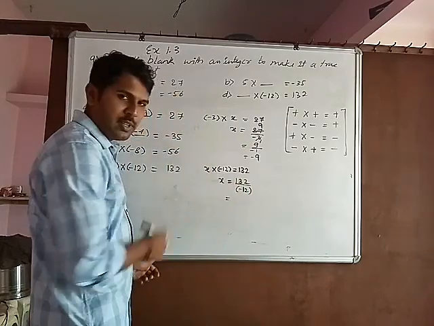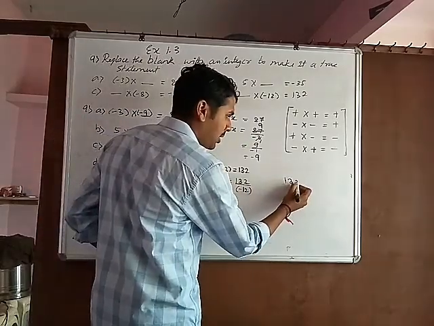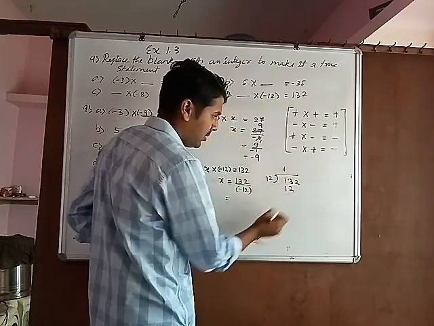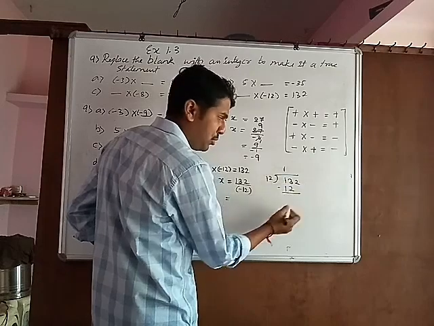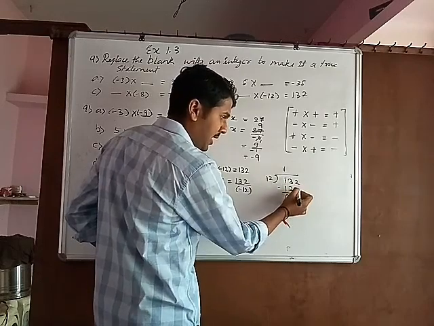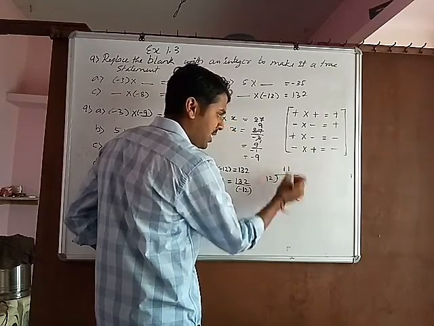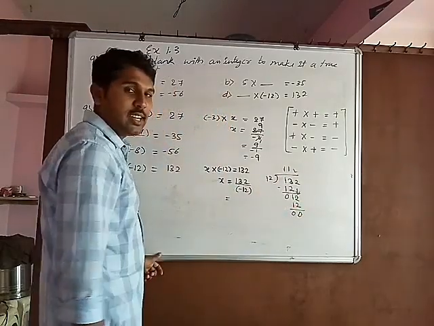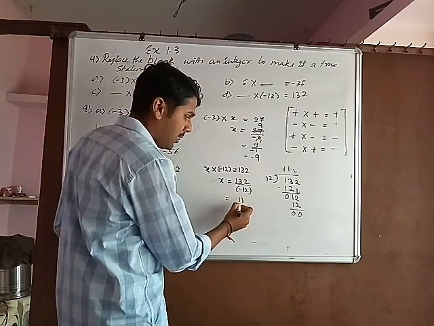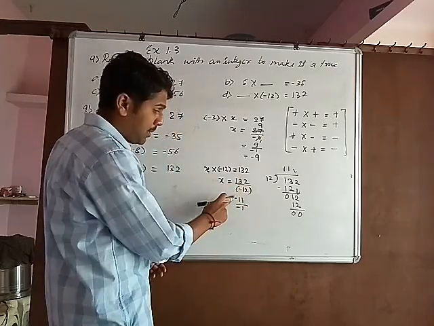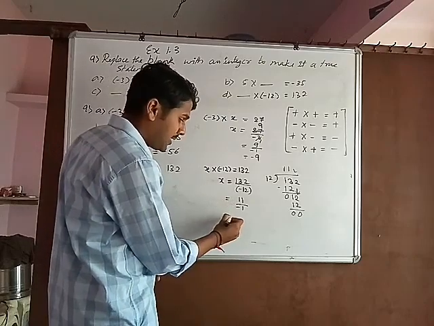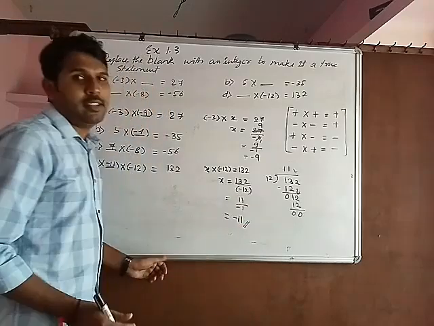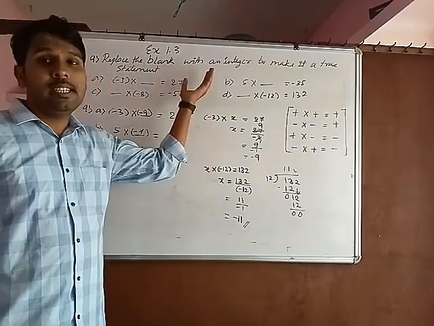So now solve this one, divide 132 by 12. 12 ones are 12. Subtract it, 3 minus 2, 1. 1 minus 1, 0. Next, 2 down. 12 ones are 12. So what is the quotient? That is 11. So answer is 11. By minus 1 is there. Plus divided by minus is minus 11. So answer is minus 11. Okay, this is the way of solving these problems.